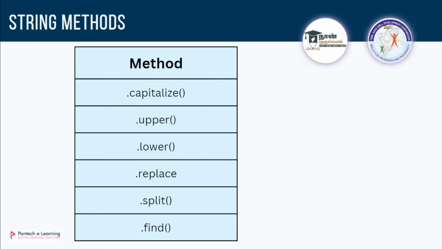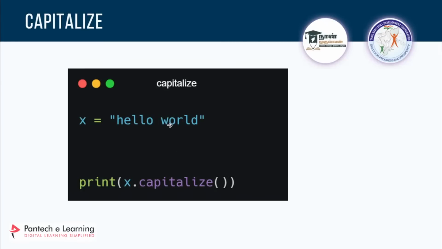So regarding the string methods, I'll start with the capitalize method. If I have a sentence like this, the first one is in small letters. If I call this dot capitalize, I can call this variable x dot capitalize. It will give me an output with this h in caps, and the other things will be small. Whatever is in caps, it will convert everything into small. Only the first one will be in caps.